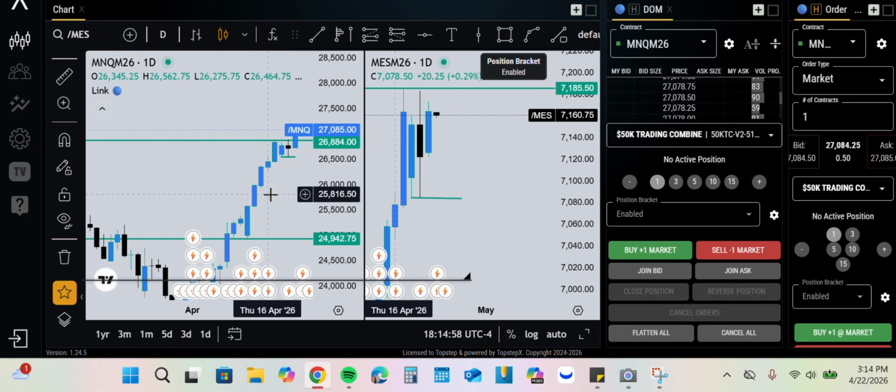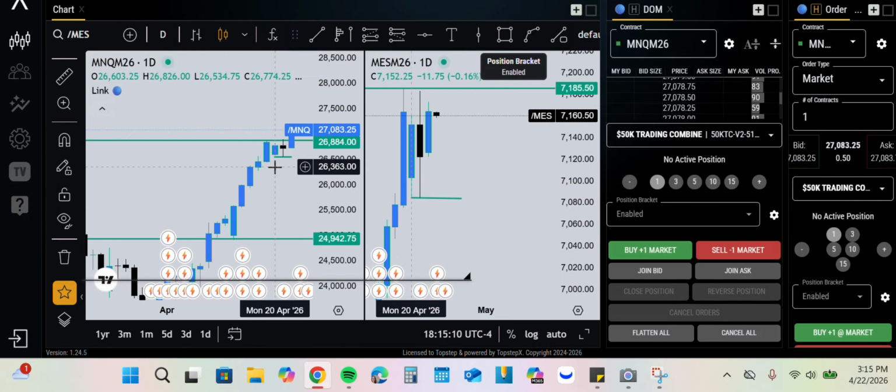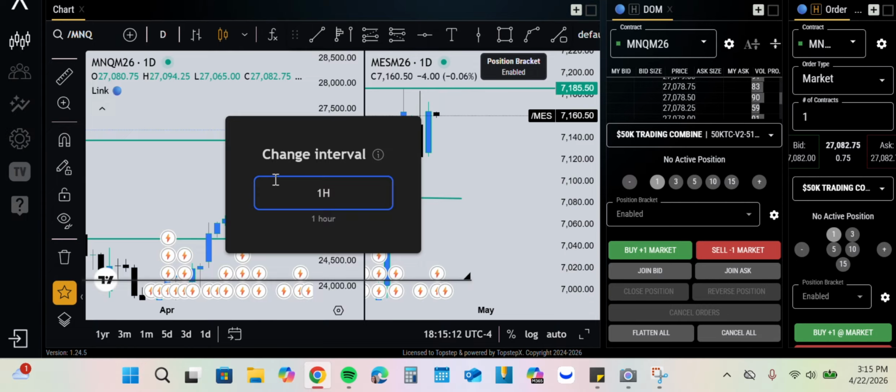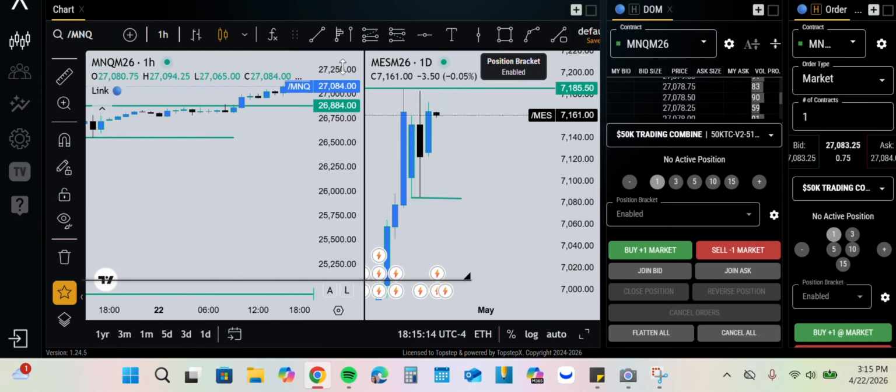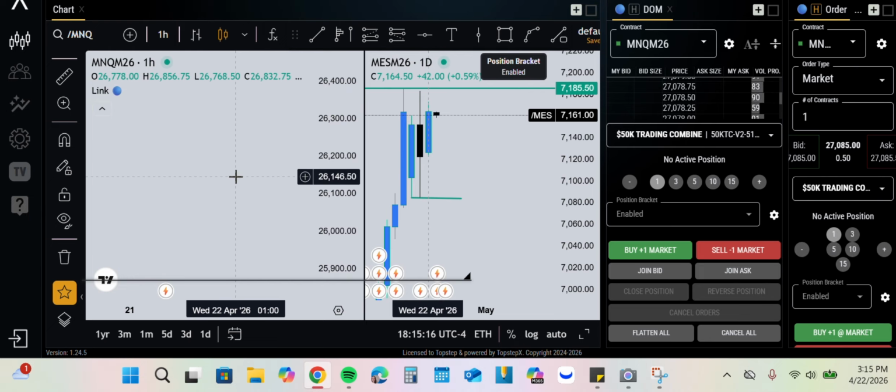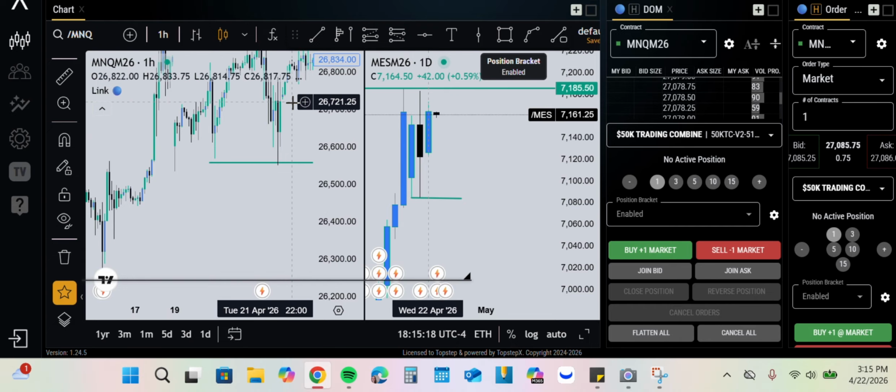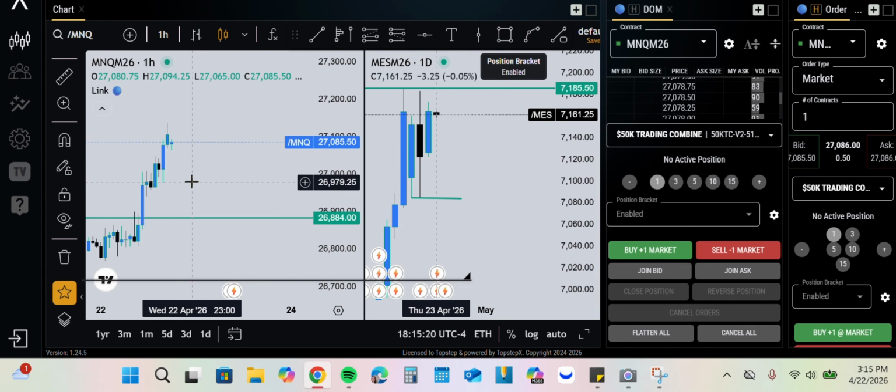New York session opens at 9:30 a.m. and pretty much London session closes at around 9:30 a.m. So let's go on the 1 hour. Expand this a little bit because we were in the day. Alright, let's see where we're at.